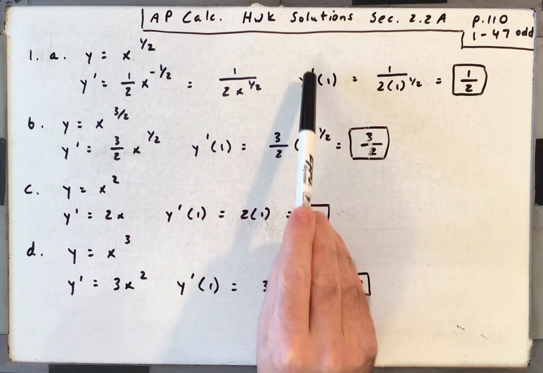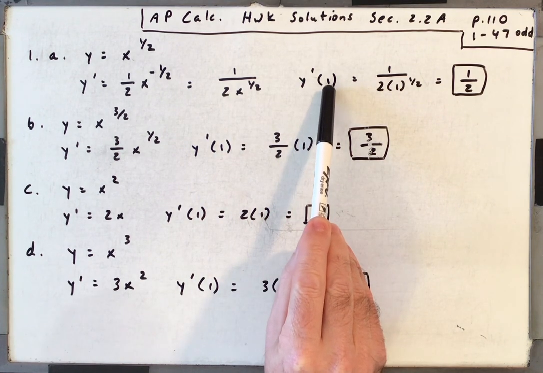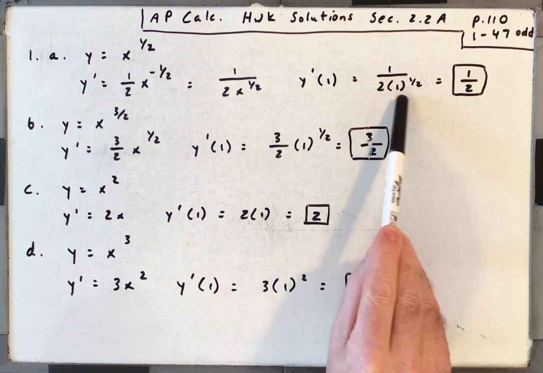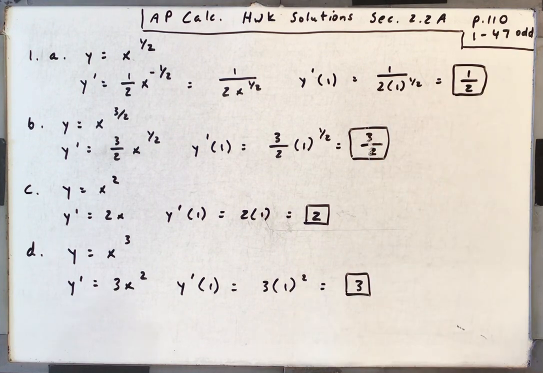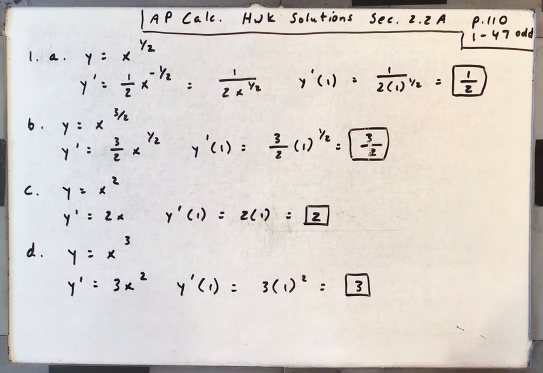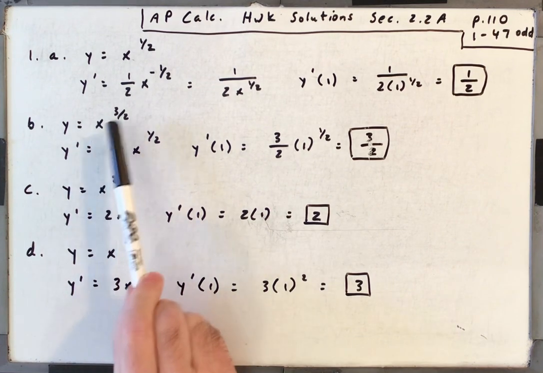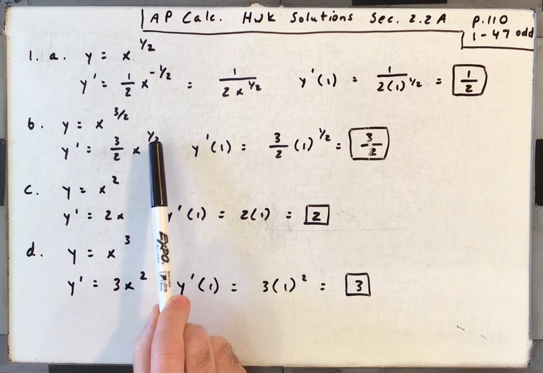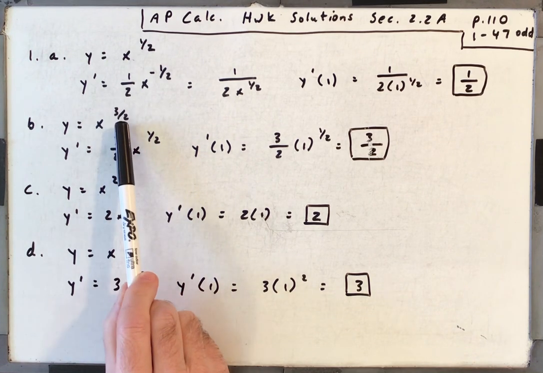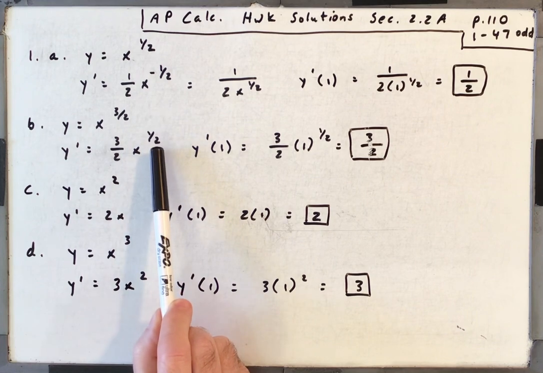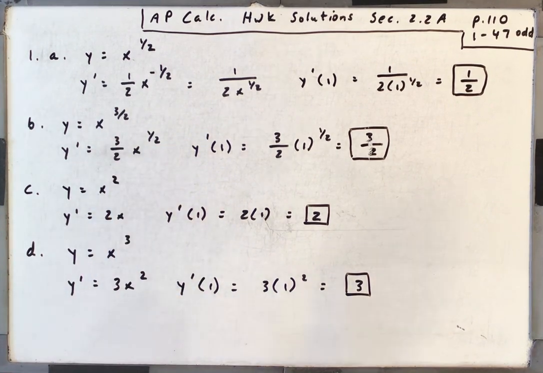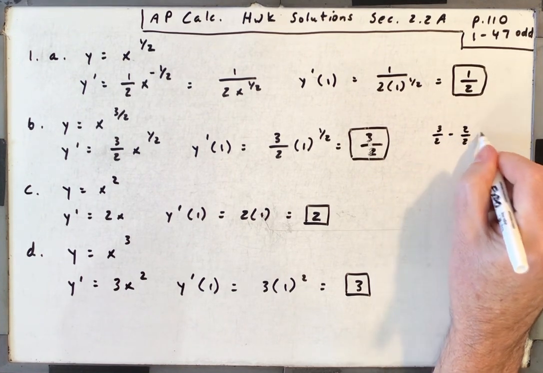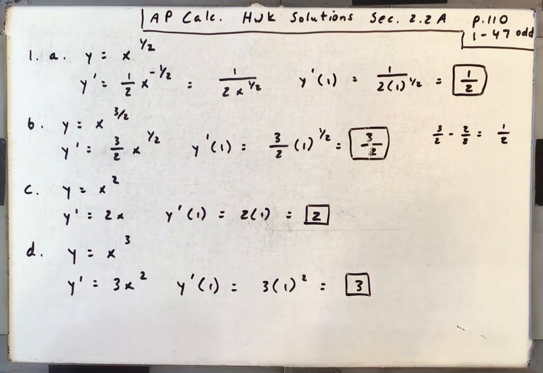And then y prime of 1, we're going to plug in the x value, which is 1, into that to get the slope of the tangent line. That's 1 over 2 times 1 to the 1/2, which is just 1/2. All right, part B, the equation's x to the 3/2, so the derivative is going to be 3/2 times x to the 1/2. So subtract 1 from 3/2, and you'll get 1/2. If you're not good with fractions, that'd be 3/2 minus 2/2, which is 1/2.